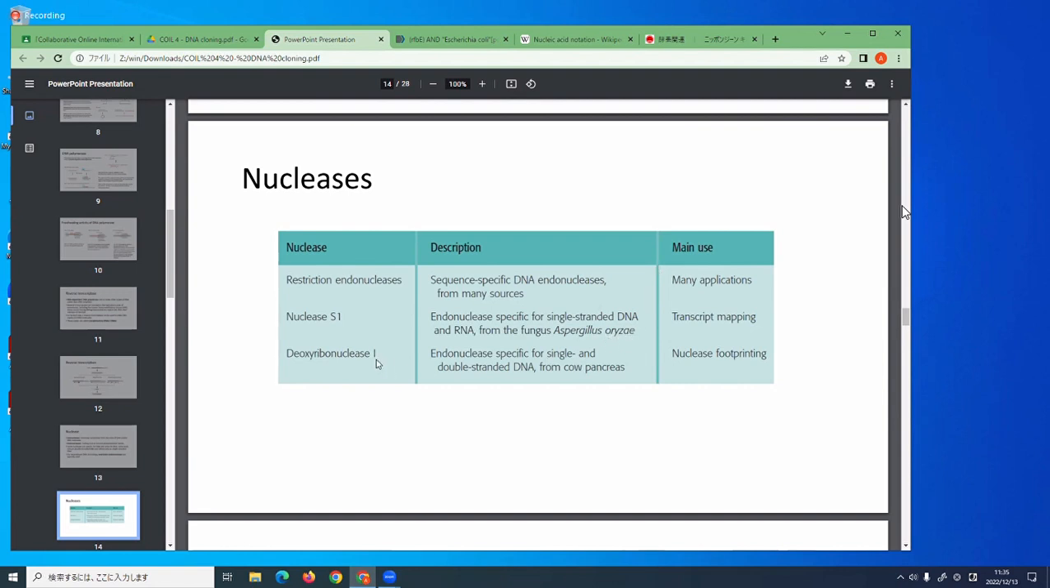Other than that, there are specific nucleases like nuclease S1 for single-stranded DNA, which is obtained from fungus. So this is for transcript mapping, right? This is very specialized. And then deoxyribonuclease 1, which is specific for single and double-stranded DNA, also used for nuclease footprinting, right? For fingerprinting, to produce fragments.